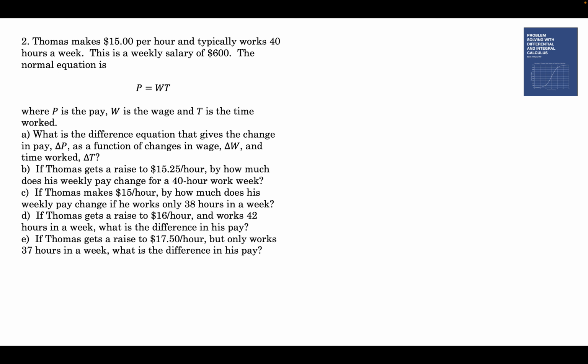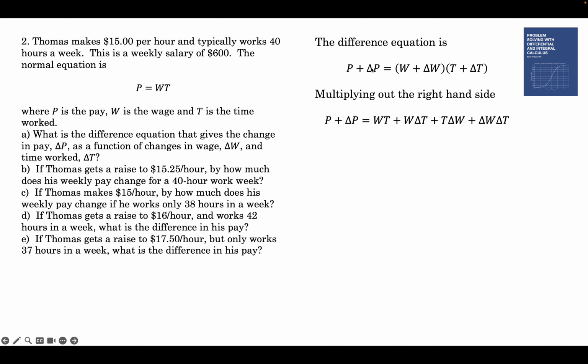So part A, what's the difference equation that gives the change in pay if the wage changes and the time worked changes? Both change. So there's the difference equation. We change W and we change T, and as a result, we get a change in weekly pay, and we want to calculate this. So we multiply out the right-hand side, and we know that P is WT, so we can get rid of those and focus on the change. The change is ΔP = W ΔT + T ΔW + ΔW ΔT.